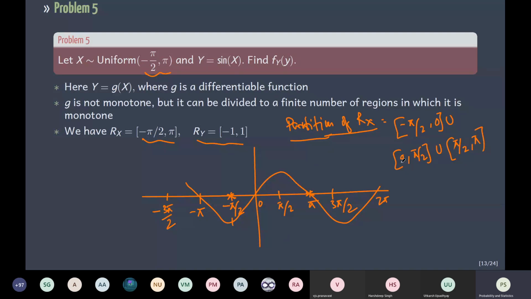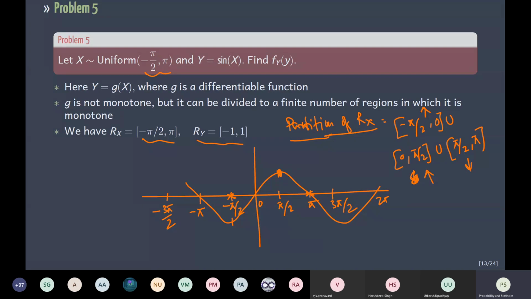And how are we doing this? We are doing this by looking at where it's monotonic. From minus pi by 2 to 0 it's monotonically increasing, and then from 0 to pi by 2 it's monotonically increasing, and then from pi by 2 to pi it's monotonically decreasing. So here it's increasing, here also increasing, and here decreasing. So we have partitioned our domain into three parts where the function is monotone.